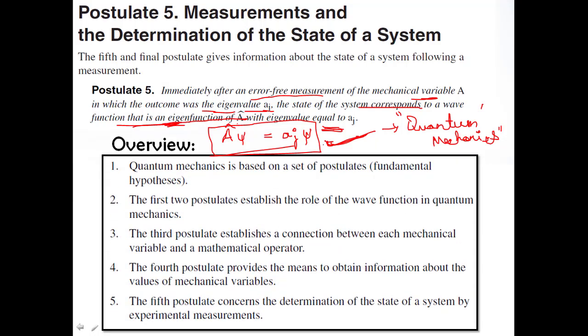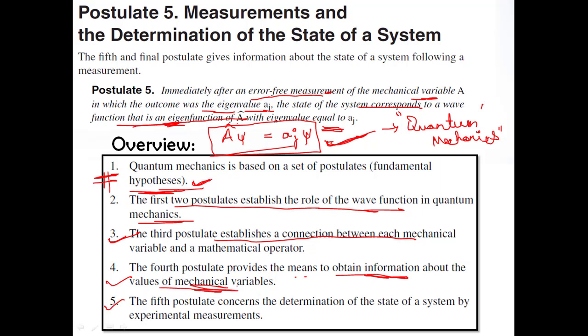Now, what is the overview of the postulates? See, the first thing, quantum mechanics is based on a set of postulates. They are fundamental hypotheses or assumptions which are unproven. Second, the first two postulates establish the role of the wave function in quantum mechanics. The third postulate establishes the connection between each mechanical variable and mathematical operator. The fourth postulate provides the means to obtain information about the values of mechanical variables. And the fifth postulate tells about the state of the system, in which state the particle is residing. So this is the physical significance of all the operators that we have discussed up till now. We have discussed 5 postulates till now.